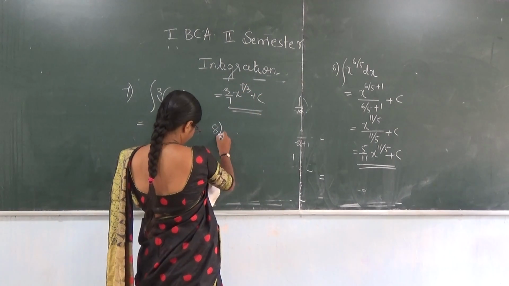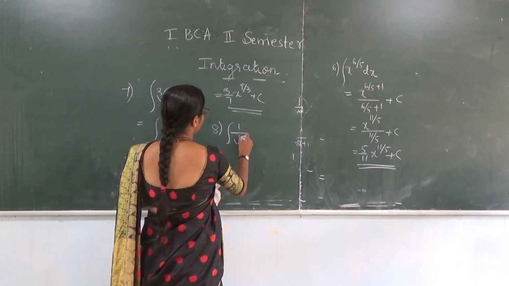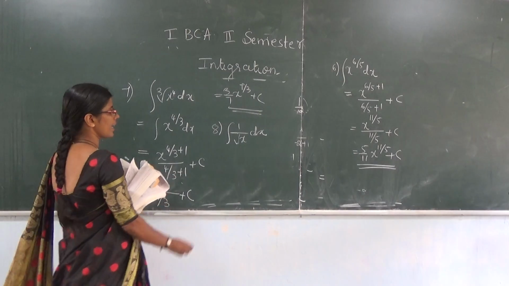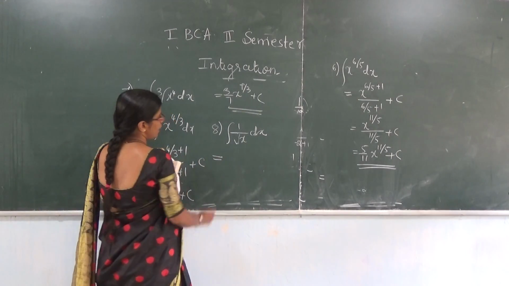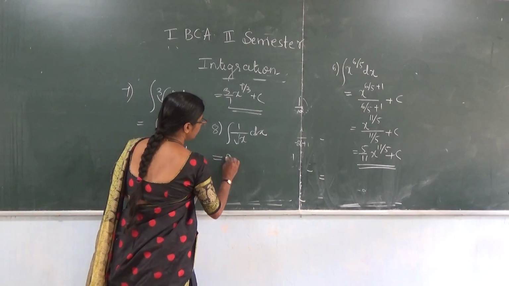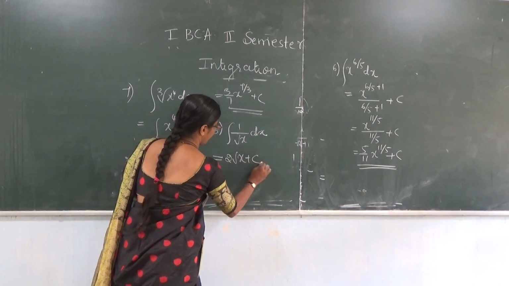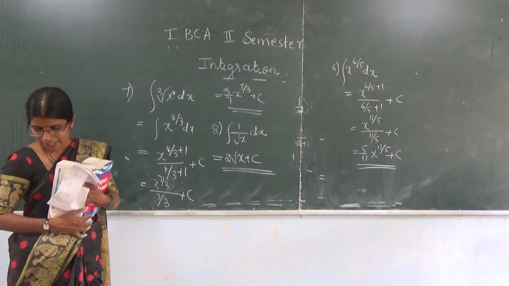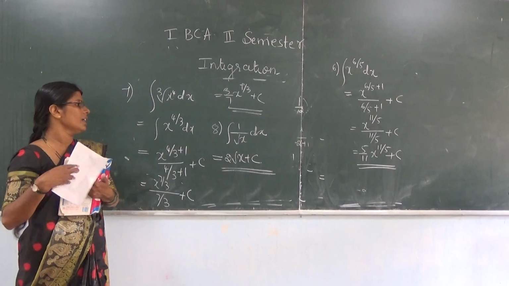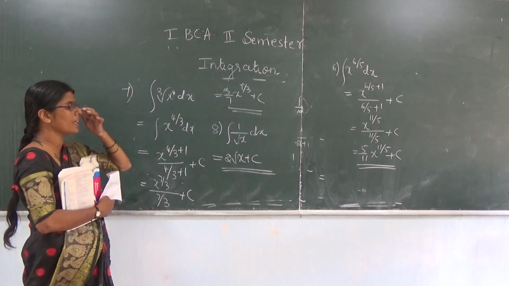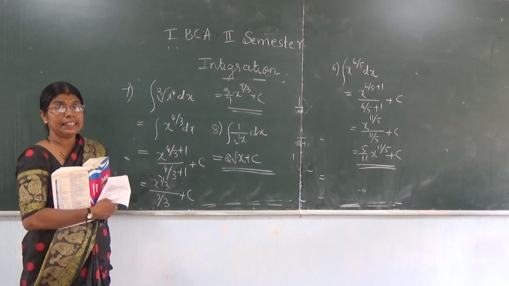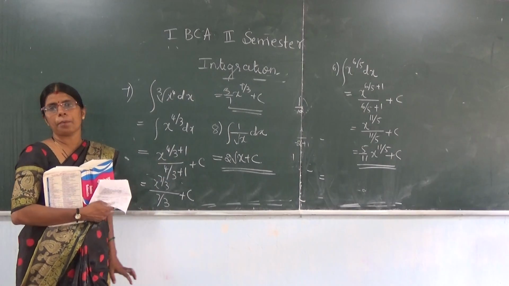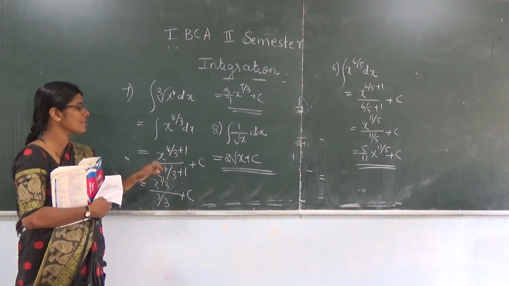And next one is integral of 1 by root x with respect to x. Already we told that is x to the power minus half, that is 2 root x plus c. So this is about indefinite integral. Integration means you have to find the indefinite integral of a function. Always you have to write the arbitrary constant, that is plus c.